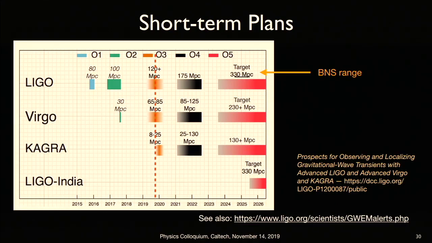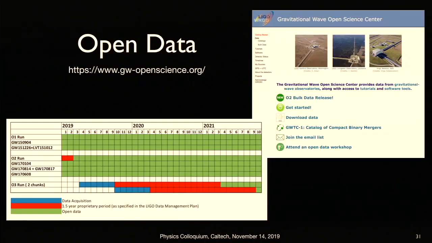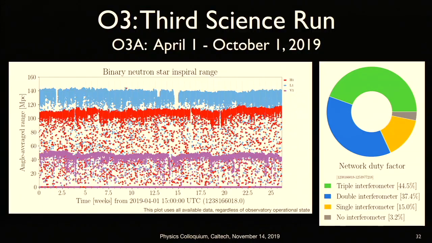There is a plan to have an O4 run where Advanced LIGO will reach its maximum possible sensitivity. And then the plan is to upgrade to the so-called A+. So here we're talking about 2025, 2026, and I will say a little bit more about it then. We are in an era of open data, so the data is being released after proprietary periods. All the data from O1 and O2 is now public. O3 will become public within a year and a half of each six-month cadence.